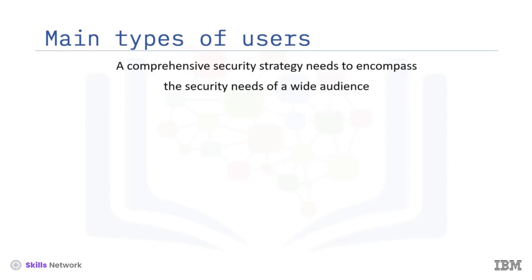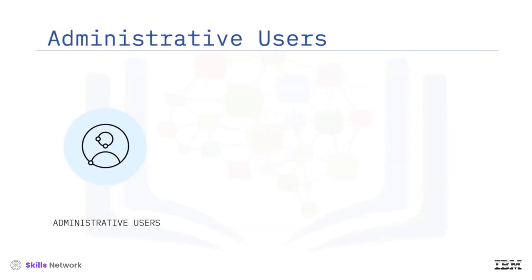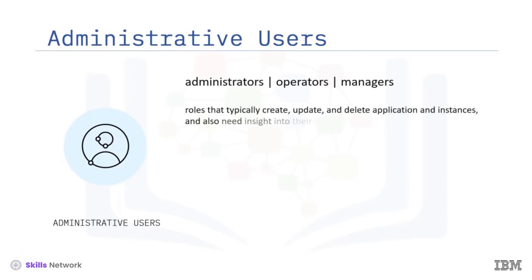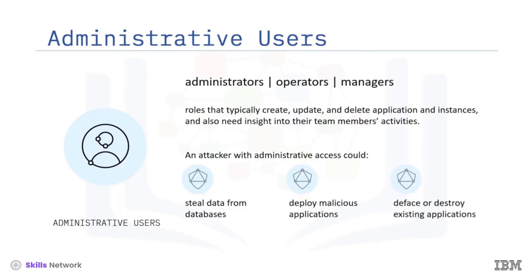There are three main types of users: administrative users, developer users, and application users. Administrative users include cloud platform administrators, operators, and managers, roles that typically create, update, and delete application and service instances, and also need insight into their team members' activities. An attacker on an administrative account can steal data from production database service instances, deploy malicious applications inside the customer's domain, or even deface or destroy existing applications.